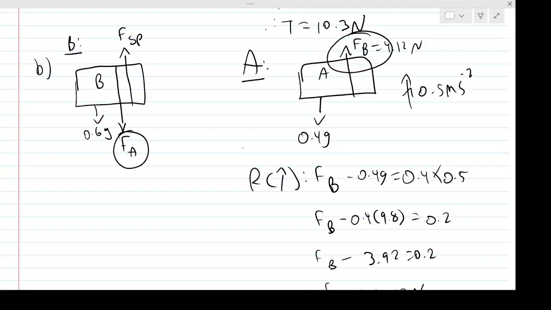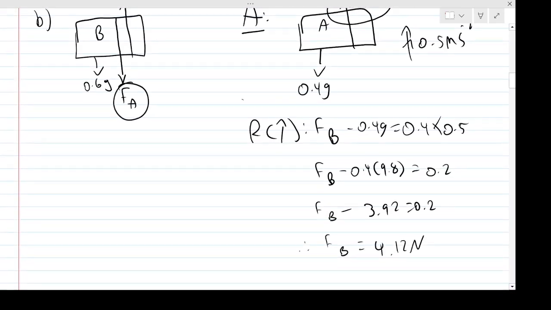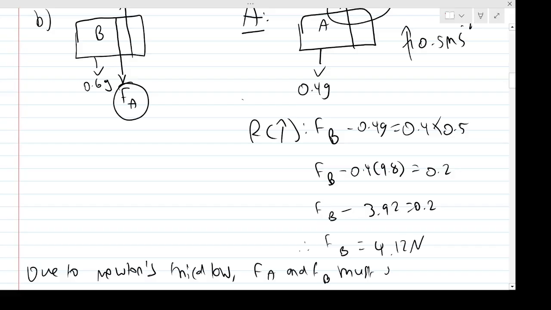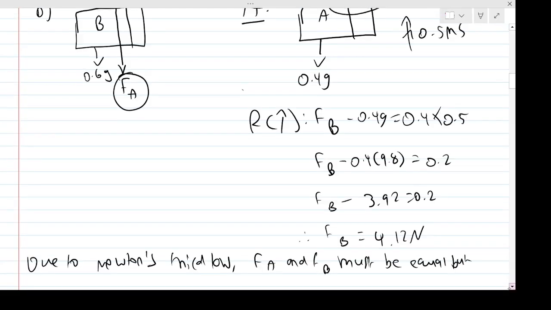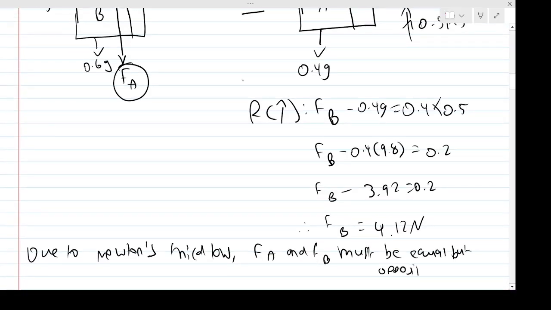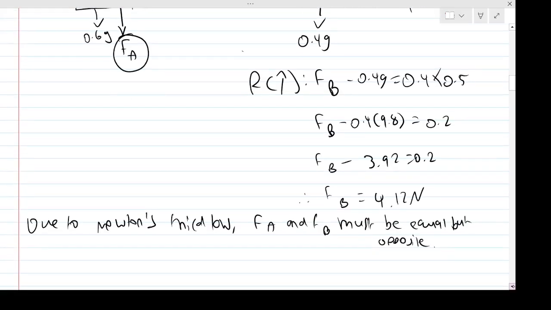Okay, these are the two contact forces due to B and A touching. So due to Newton's third law, FA and FB must be equal but opposite. Well, actually, just in terms of physical size, the force of A has to be 4.12 newtons as well. So there we are.